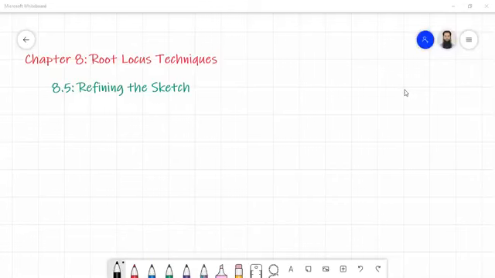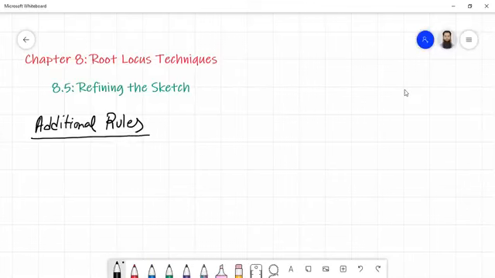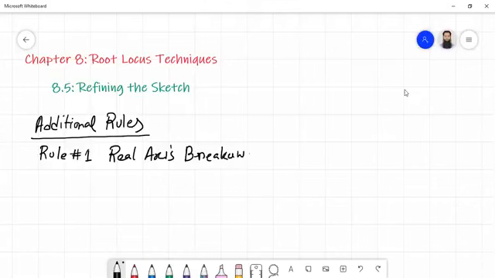So the first of them is real axis, breakaway, and breaking point. So, first additional rule. Okay, so the first one, rule 1, is real axis breakaway and breaking point.